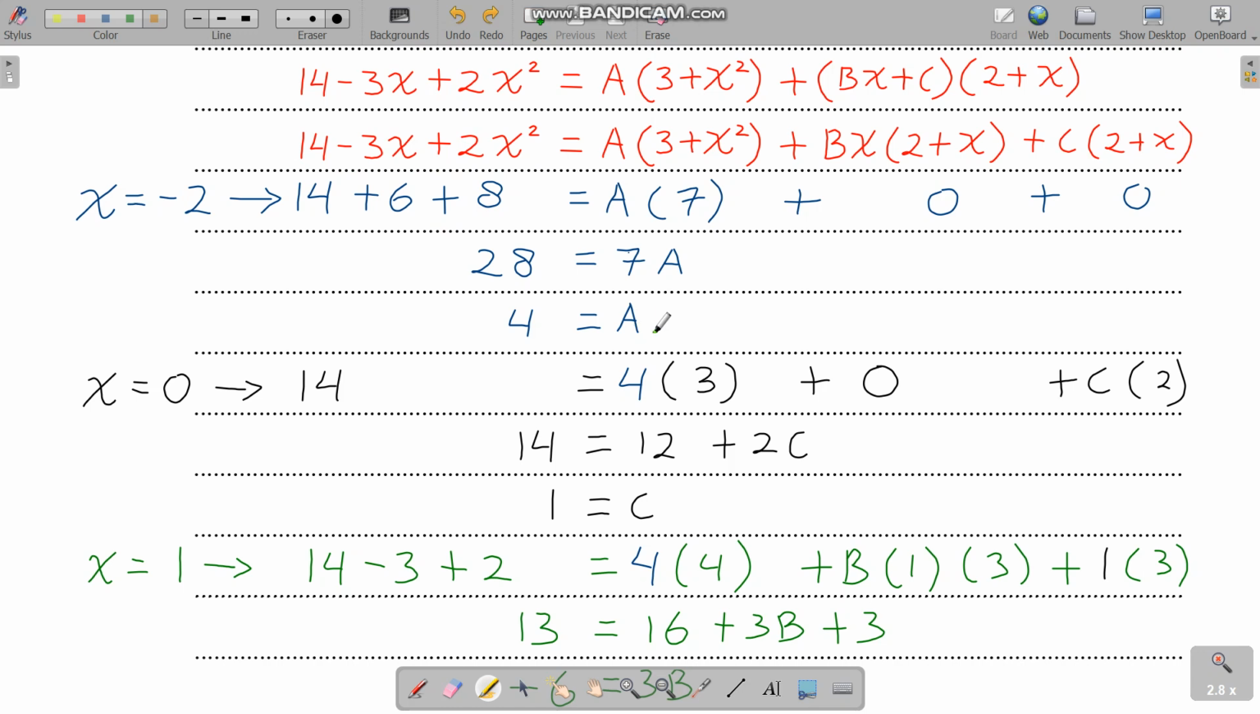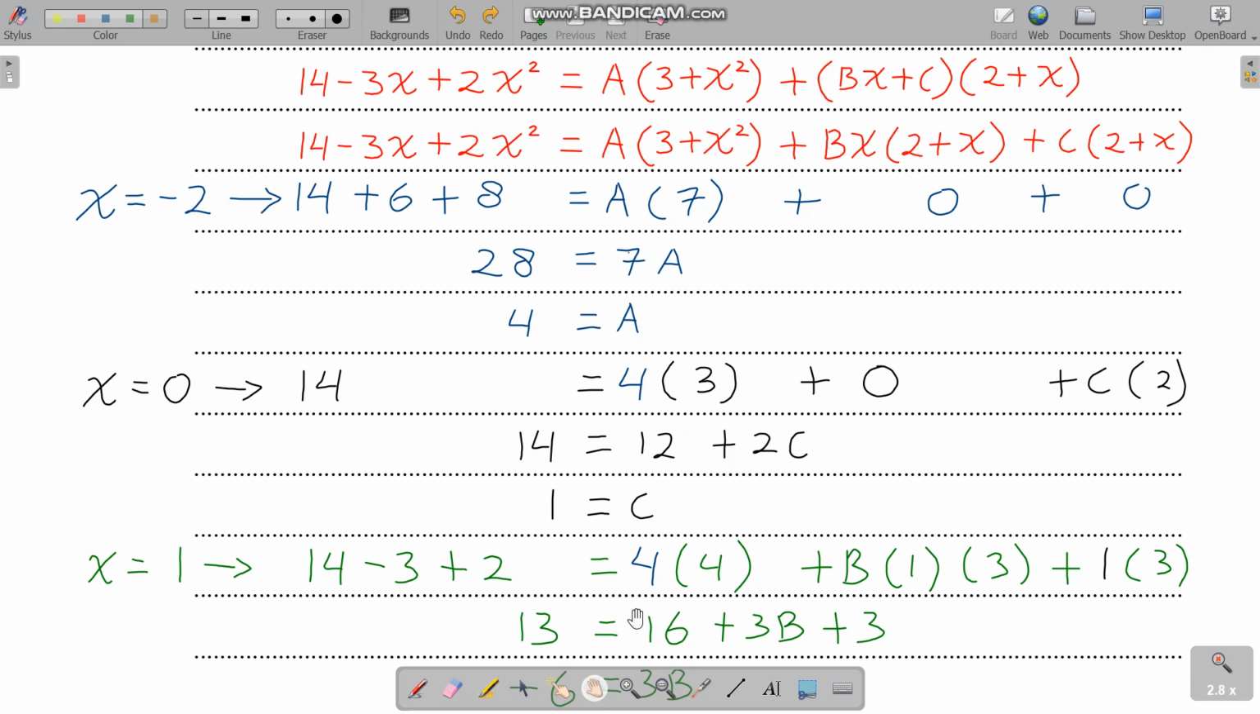And the next 0 we can use is x equals 0 here, because if you plug in 0, this term will go to 0. So x equals 0, this is just 0. We have only 14 on the left. On the right, we have 3 times a, but we know the a is 4. And after we plug in 0, this is going to be 0. And if we plug in 0, we have 2 times c, which means we can find the c. So this is 12. The c is therefore 1.